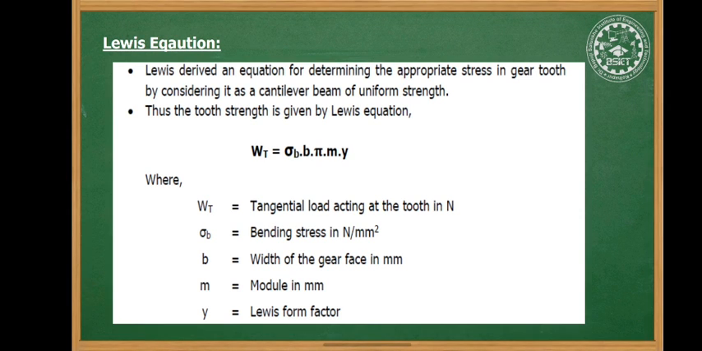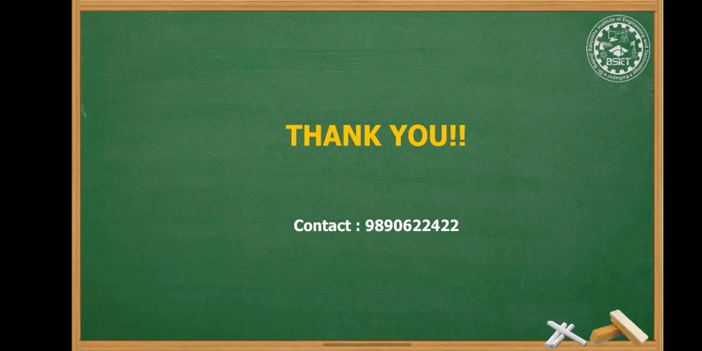Lewis equation. Lewis derived an equation for determining the approximate stress in a gear tooth by considering it as a cantilever beam of uniform strength. In this equation, Wt is the tangential load acting on the tooth, sigma b is the bending stress, small b is the width of the gear, small m is the module, and y is the Lewis form factor. So this is all about the spur gear.